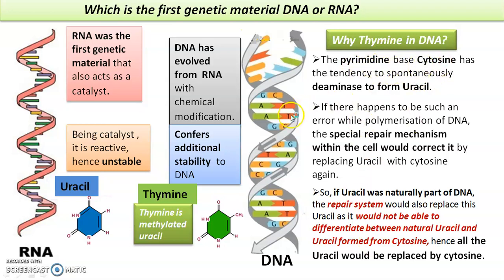Naturally, cytosine, a pyrimidine which is common to both, has the tendency to spontaneously deaminate to form uracil. So when cytosine deaminates, it becomes uracil. Now this happens normally. Now in DNA, if such an error occurs, that means if cytosine in DNA deaminates to form uracil, the pairing will become GU.